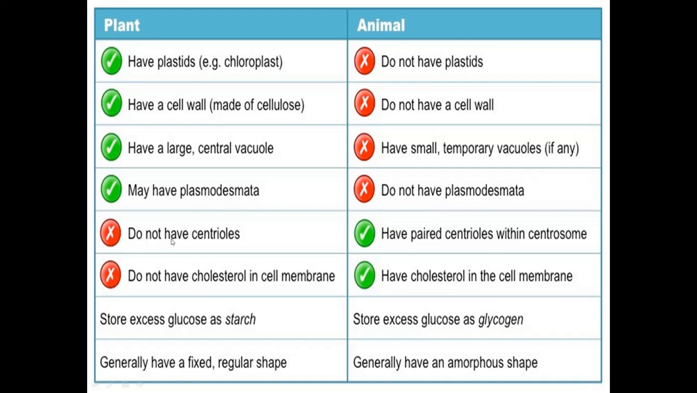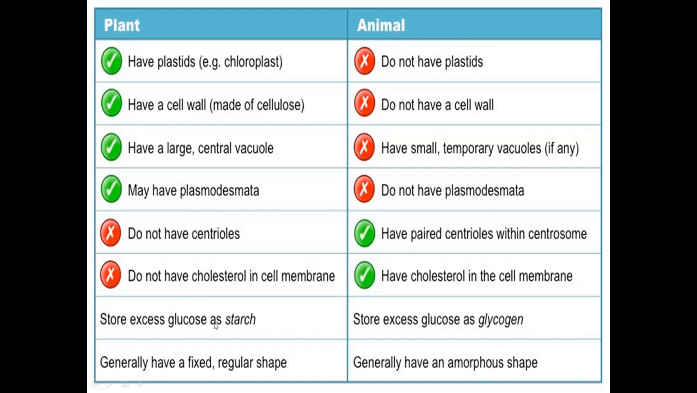In plant cell we did not observe any centriole, but in animal cell they have paired centrioles within centrosome. Both have cell membrane, but there is no cholesterol in plant cell membrane, while cholesterol is present in animal cell membrane. It is made up of lipids. So cholesterol is present in animal cell membrane.